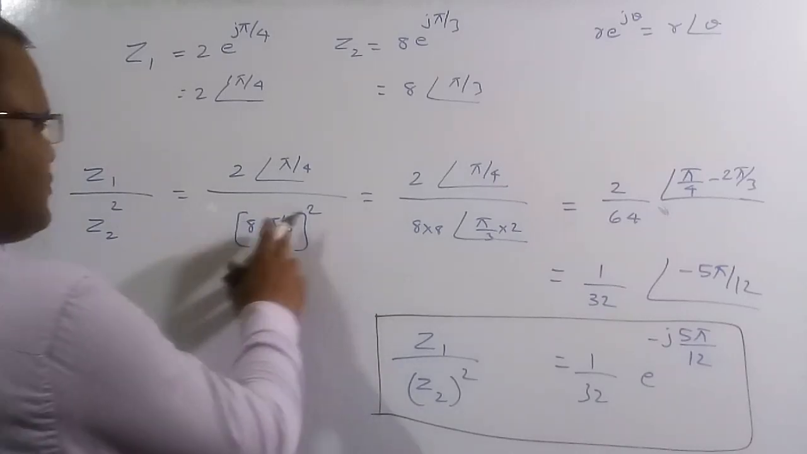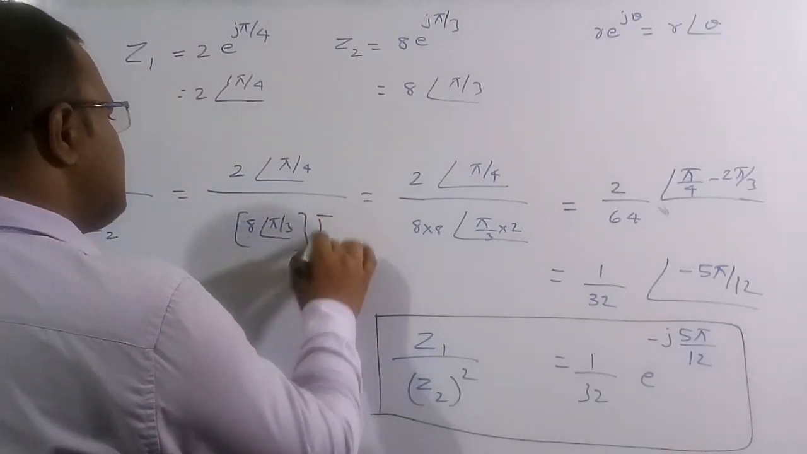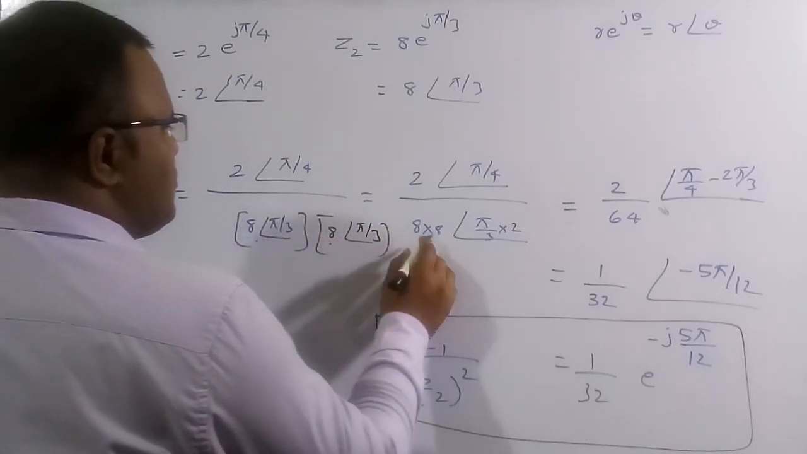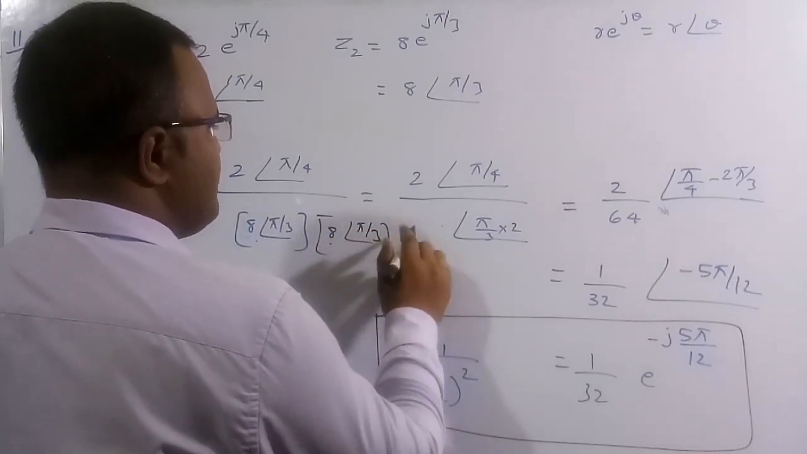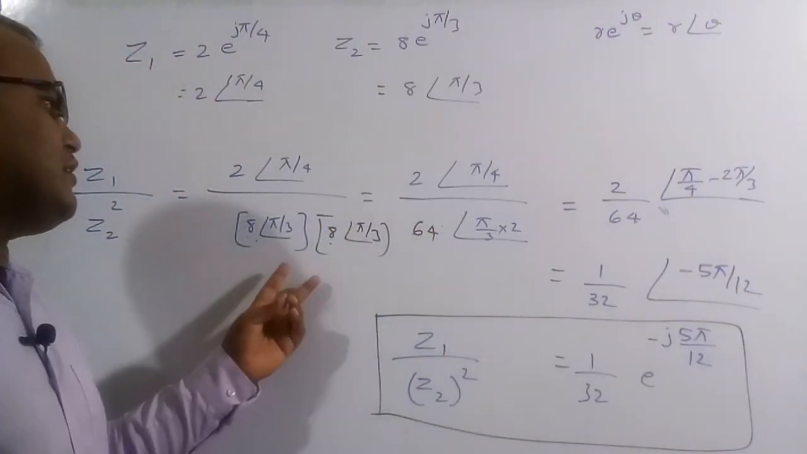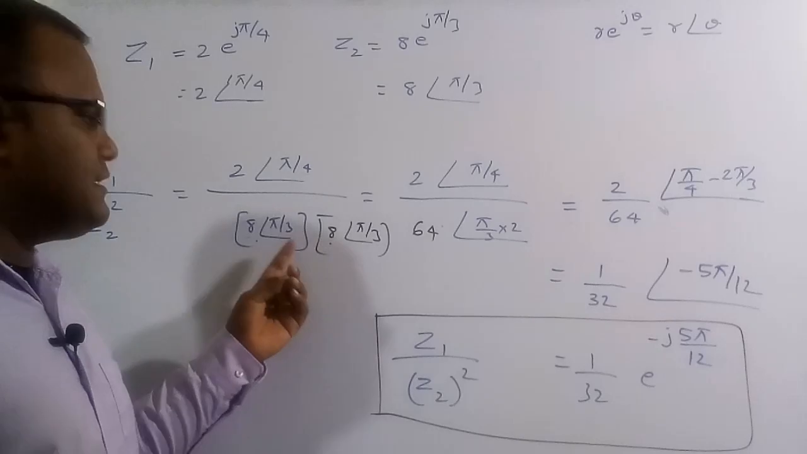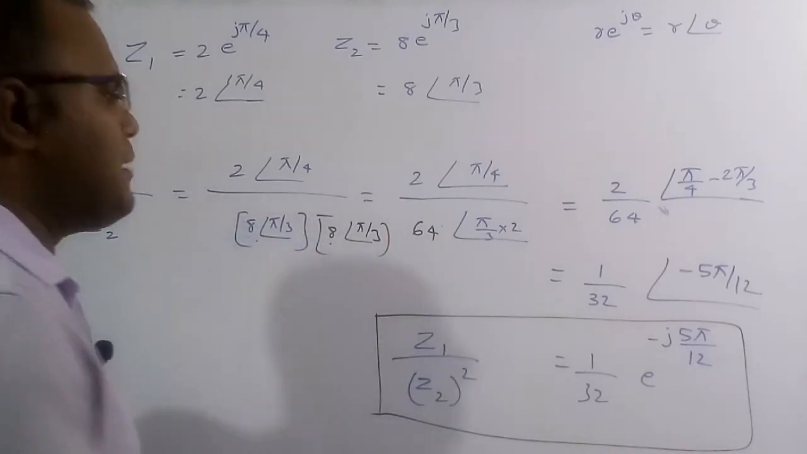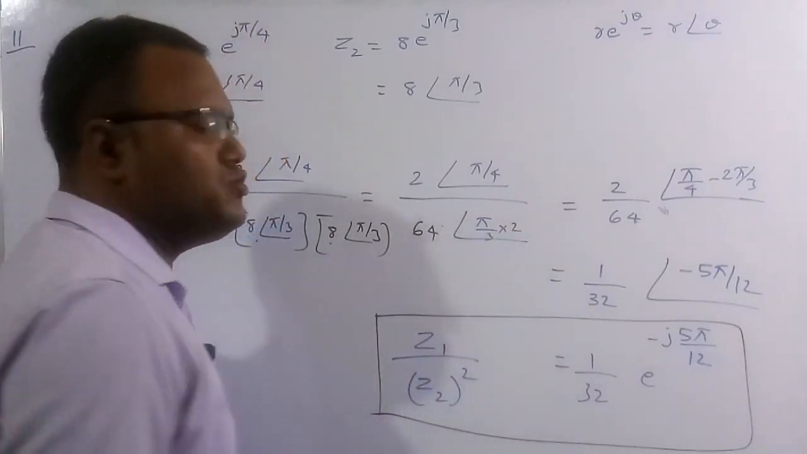So I keep the value of Z1 and Z2 and need to do the square. Now if you want to do the square, you have to multiply again with the same thing, which is 8 into angle pi by 3. So 8 squared is 64. And now pi by 3 and pi by 3 you have to add. Whenever we are multiplying these two things, the magnitude parts get multiplied, but the angle parts get added. So therefore pi by 3 plus pi by 3, we can write pi by 3 into 2.